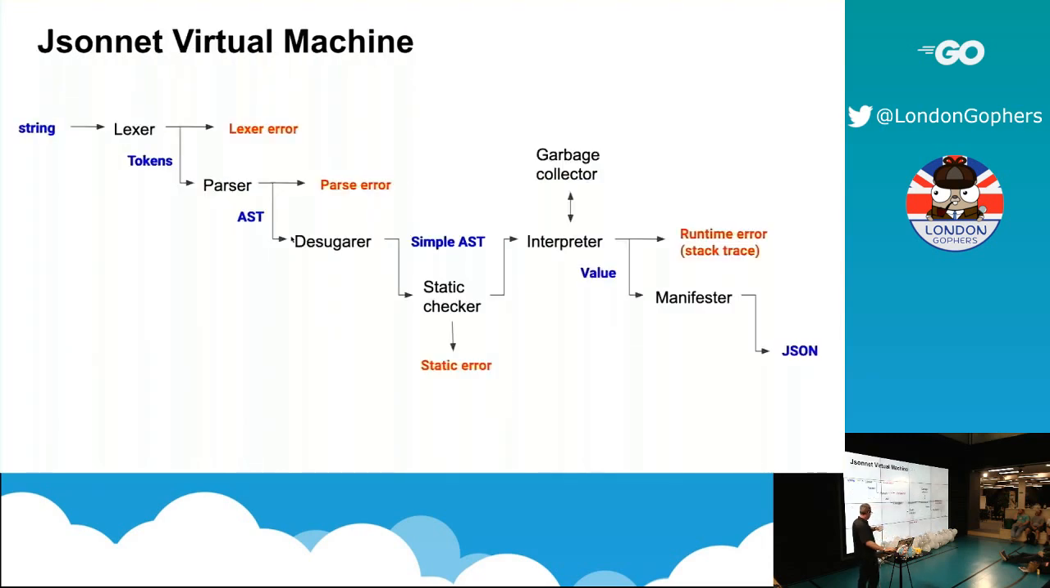Anyway, so we're here to talk about how Jsonnet was implemented and the experience of porting it from C++ to Go. So just to give an overview of its implementation.